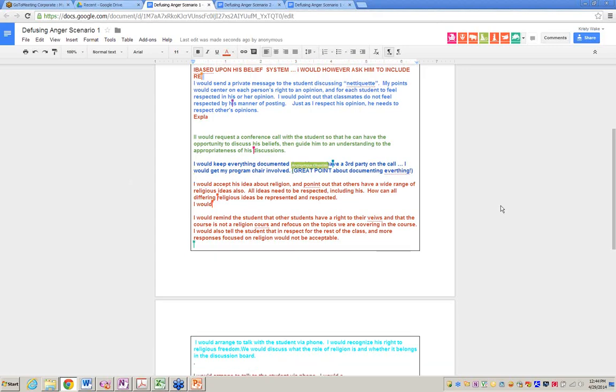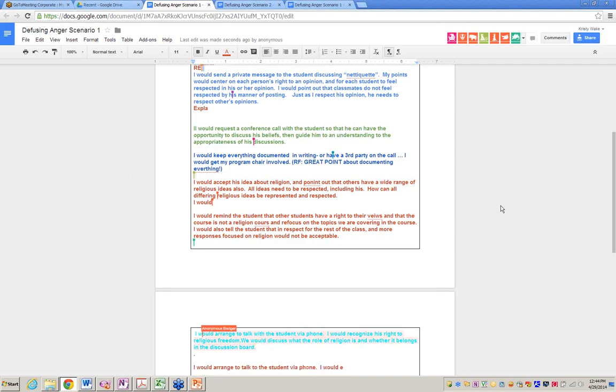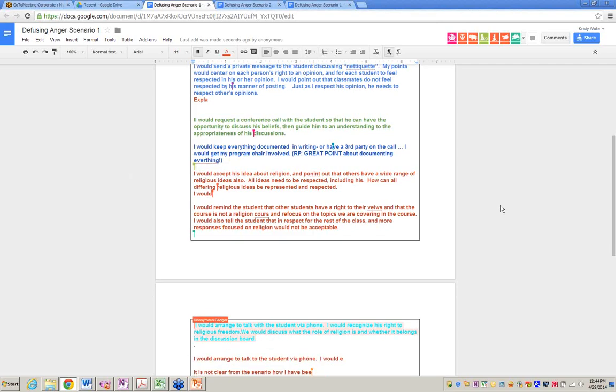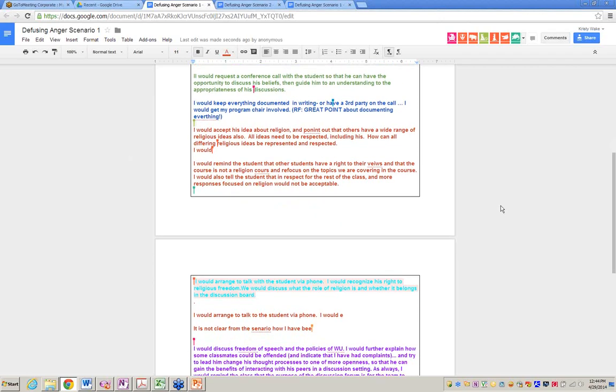And then here we're going to accept his idea about religion and point out that others have a wide range of religious ideas also. All ideas need to be respected. That the whole idea of respect is really good. And someone else is basically echoing that thought.